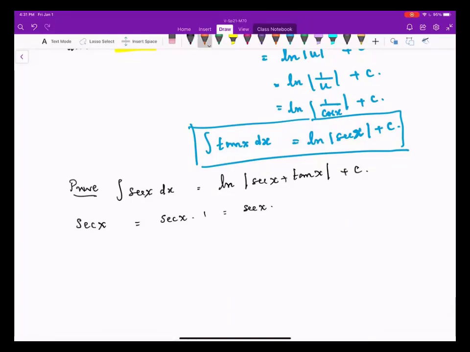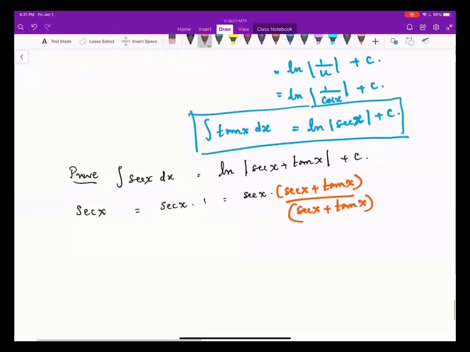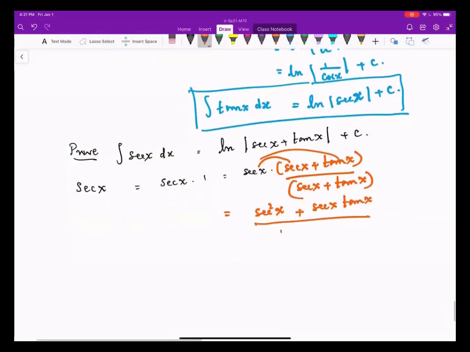The quantity that I'm going to multiply and divide by is secant x plus tan x, the clue that I'm getting from what I need on the right hand side. So multiply and divide by secant x plus tan x. Now, you distribute the numerator, which is secant square x plus secant x tan x, divided by secant x plus tan x. So this is just secant x. So we are writing secant x in a different way. Now you integrate both sides.